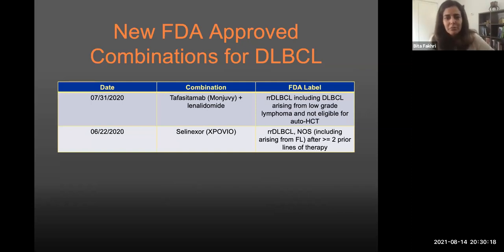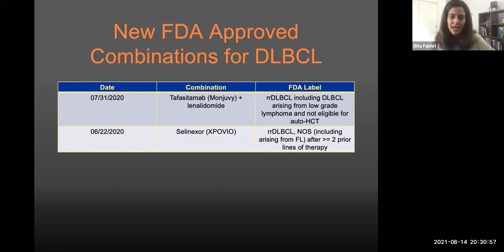There are some more recent FDA-approved combinations for diffuse large B-cell lymphoma. These are all palliative. They were all approved last summer. One of them is tafasitamab plus lenalidomide. Tafa is a CD19 monoclonal antibody, and the label is for relapsed refractory DLBCL, including DLBCL that is transformed from an underlying follicular lymphoma in patients who don't have any other options or are not candidates for an auto transplant. And the other option is the oral selinexor.